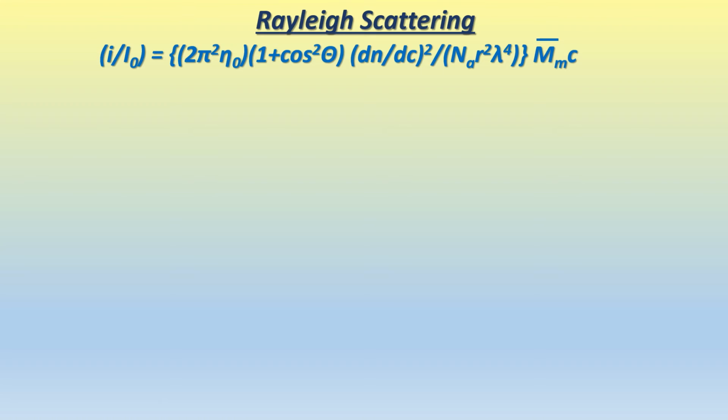In this, you'll notice most of the things in here, such as the index of refraction of the solvent, Avogadro's number, the wavelength of the light, are known. The change in index of refraction with concentration has to be measured before one runs the experiment, so various concentrations of polymer have the indexes of refractions measured. This can be related to Beer's law.